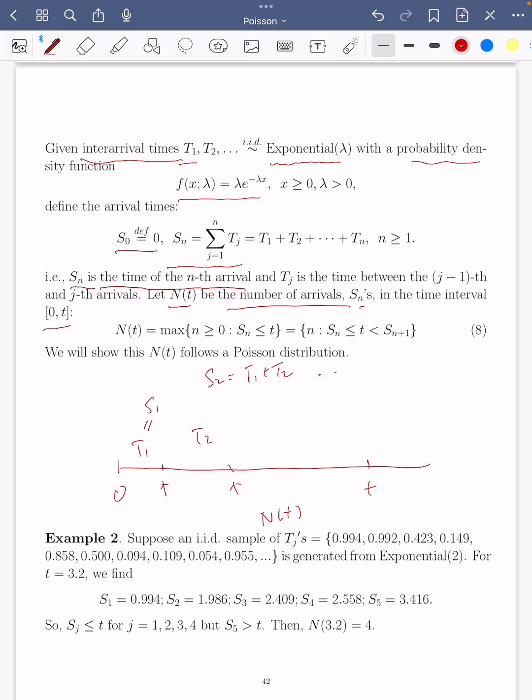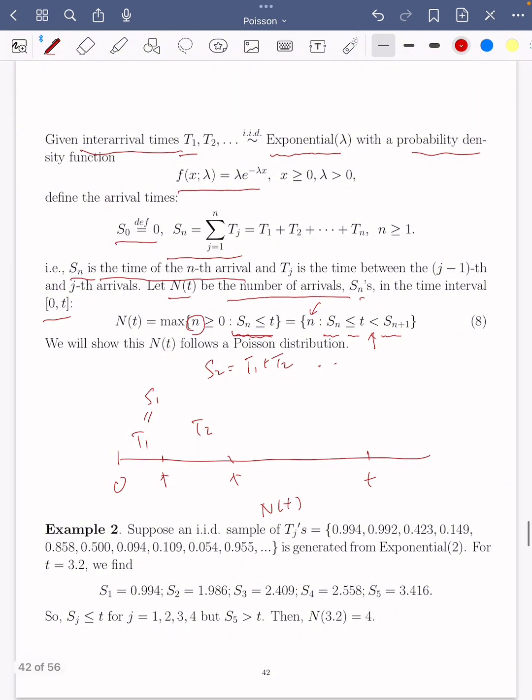So you can see that N_t actually satisfies the condition that S_n is less than or equal to t, and then we want to find the maximum value of n satisfying this condition. Or we can say that N_t will be equal to the integer value n such that S_n is less than or equal to t, but the next one, S_{n+1}, is strictly larger than t. And we are going to show that this N_t will follow the Poisson distribution.